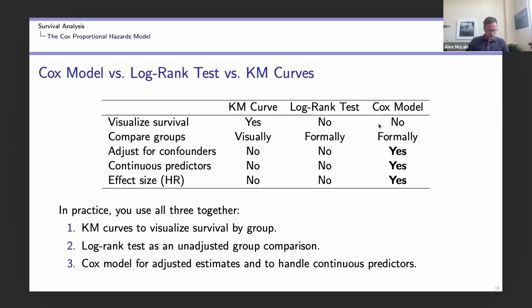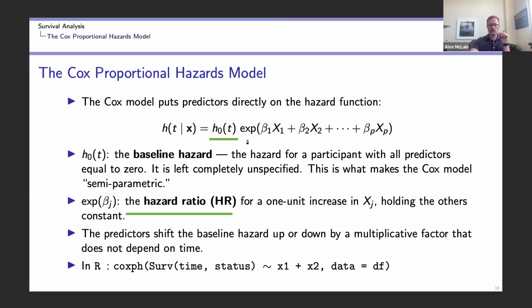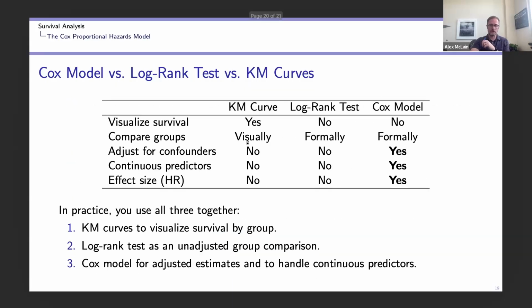The Cox model. We don't typically use the Cox model to visualize survival, although you can do that from a Cox model. You can compare groups and adjust for confounders. Here you can have continuous predictors, and you get effect size measures, the hazard ratio. What is the ratio of risk between the groups that you're comparing? So all three of these are great methods. They all have a non-parametric component. The log rank test and Kaplan-Meier curve are completely non-parametric. The Cox model does have the proportional hazards assumption, but the nice thing about it is the baseline hazard is non-parametric.